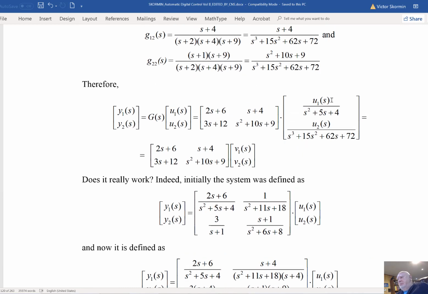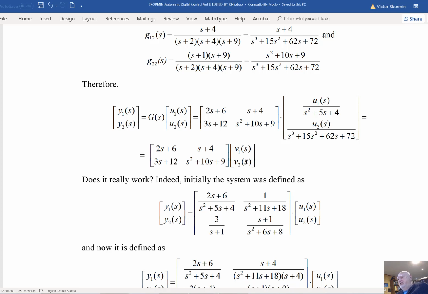I will call u1 divided by u1 of s divided by s squared plus 5s plus 4. I will call it v1. v1 is a completely artificial intermediate variable. I want u2 divided by s cubed plus 15s squared plus 62s plus 72. I will call it v2 of s. Again, this is a fully artificial internal variable.